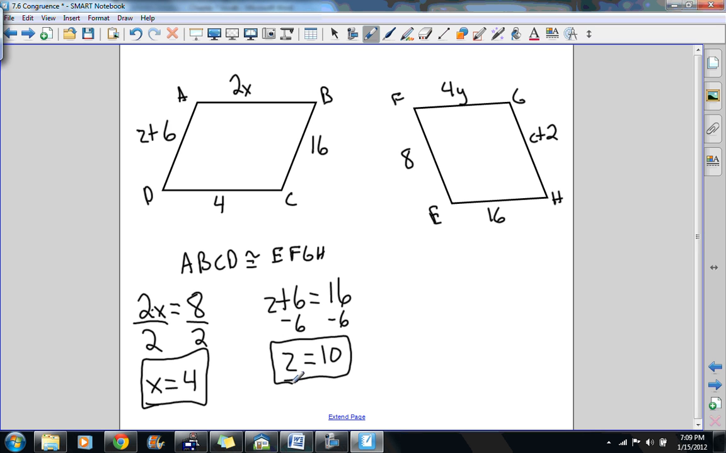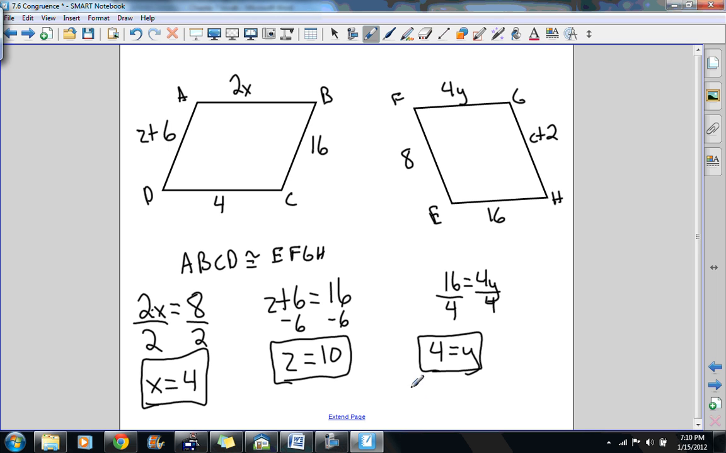And we continue. We're looking here for Y. I know that FG will be congruent to BC. So 16 is equal to 4Y. So now I have to divide by 4 because that's in front of the Y. And I get 4 is equal to Y.